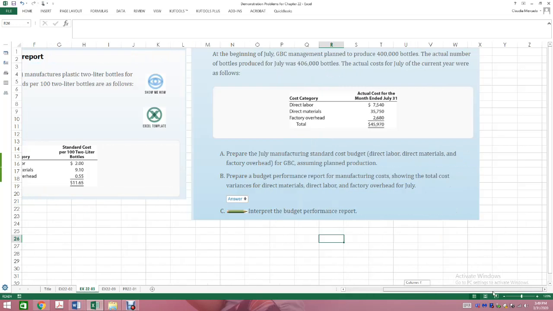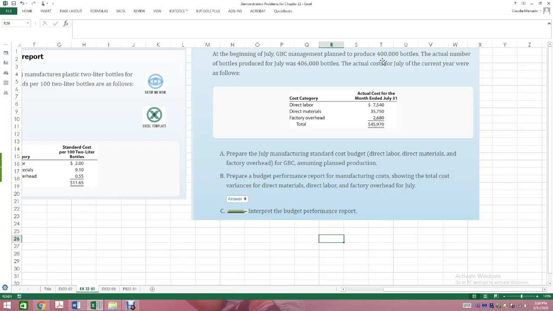Now, they are asking us here, at the beginning of July, GBC management planned to produce 400,000 bottles. That is what they're planning. The actual number of bottles produced for July were 406,000 bottles. The actual cost for July for the current year were as follows. Okay? We have direct labor of $7,540, direct materials of $35,750, and factory overhead of $26,800. Total cost $45,970.